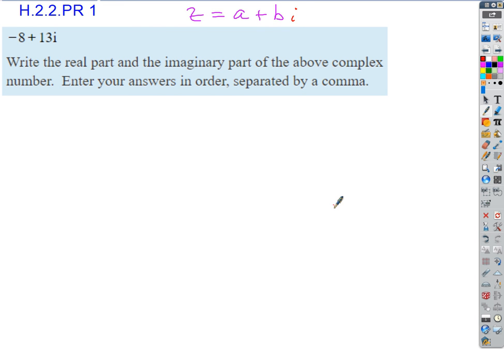So what's the real part then? A, good. What's the imaginary part? B, good. So all they're asking you to do is just understand that. This is pretty quick. What's the real part of this one? They want you to enter the real part and the imaginary part separated by a comma. So -8, comma, what's the imaginary part? That's it. Okay, no big deal.